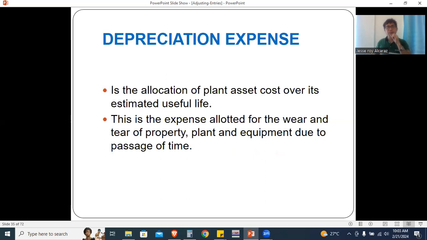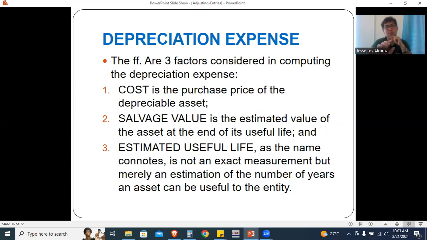Now, depreciation expense. Medyo taas-taas na siya, no? So, this is the allocation of plant asset or the non-current assets, especially with regards to PPEs, property, plant, and equipment. So the allocation of the cost over its estimated useful life. This is the expense allotted for the wear and tear of property, plant, and equipment due to the passage of time. So let's just leave the definition at that. Although there is, when you reach your intermediate accounting, there is a deeper discussion with regards to PPE and depreciation expense. So for now, let's just stick to this overview.